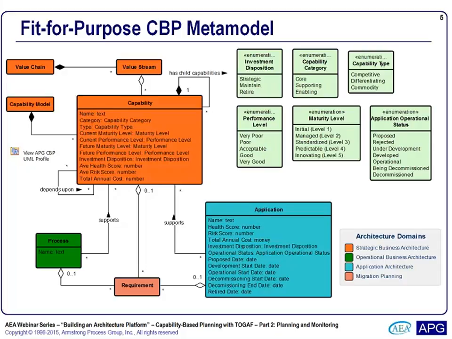So we basically have processes and applications being mapped to capabilities, and then something that we'll see a little bit later is the idea that there are a set of requirements associated with improving or operating a capability, and some of those may be allocated to applications that support the capability as well as processes that support the capability.